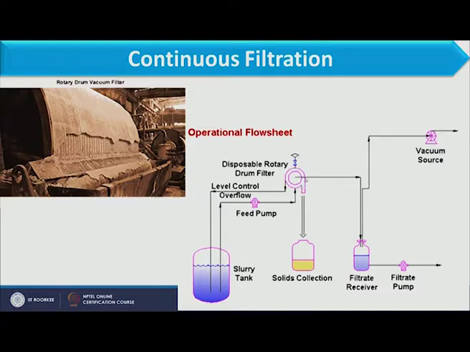Whatever scrap is there, that is, whatever cake is there, is collected through the knife into the solid collection tank. And then, how is the filtrate collected? Through the tubes which we have just discussed. Those tubes are connected to the filtrate receiver, and the whole system is connected to the vacuum source, and then the filtrate is taken out through a pump for different use. So here we have the complete flow sheet for continuous filtration.